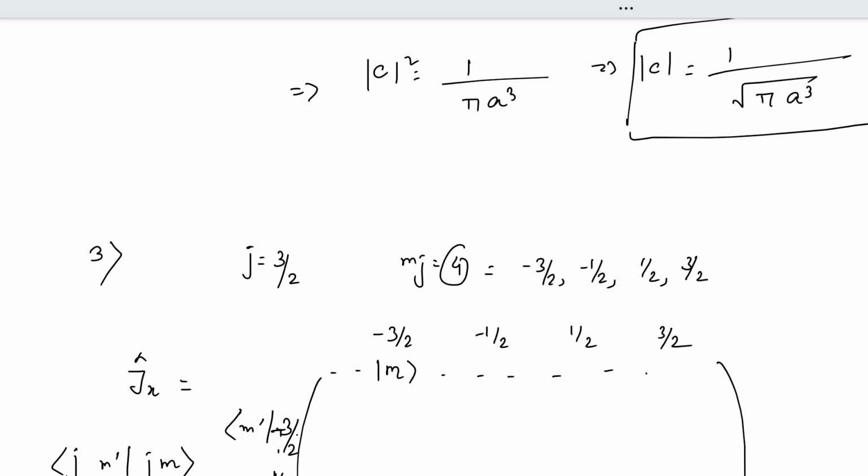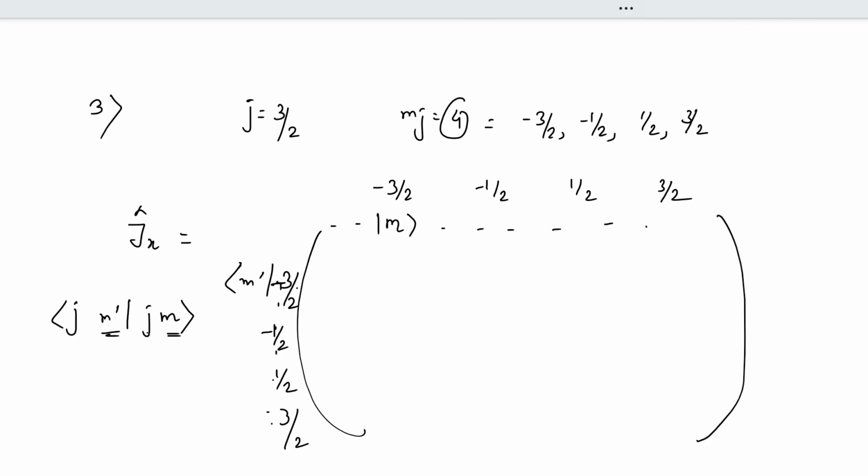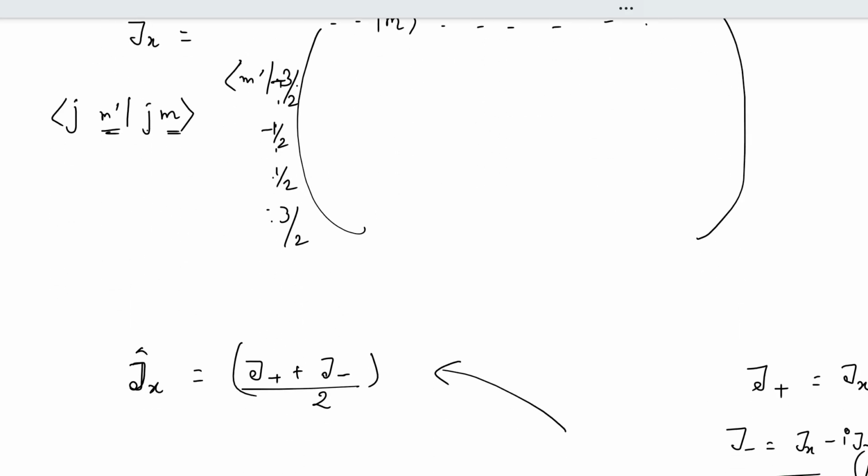Now this is not the only question, but you have to also know what is the form of Jx cap, right? Only after that you can write it down in a matrix element form like that. So how to write Jx easily? It is J plus plus J minus divided by 2, because if these are the ladder operators, then J plus is simply Jx plus i Jy, and J minus equals Jx minus i Jy. So from here you can get that Jx equals (J plus plus J minus) by 2.